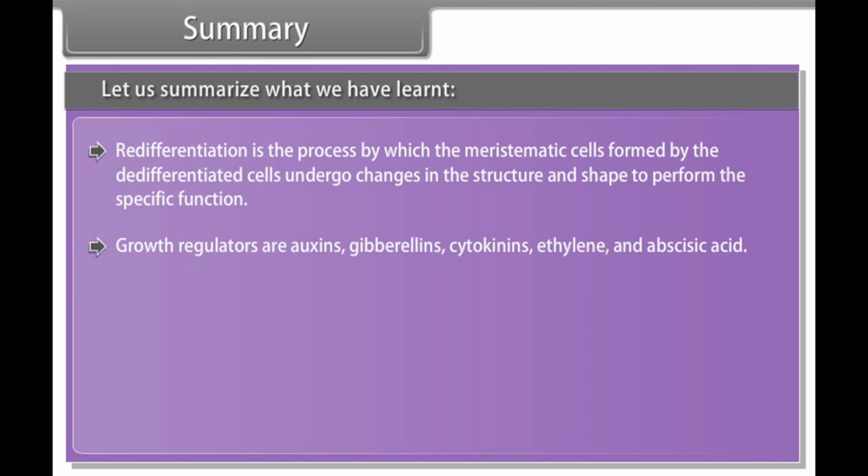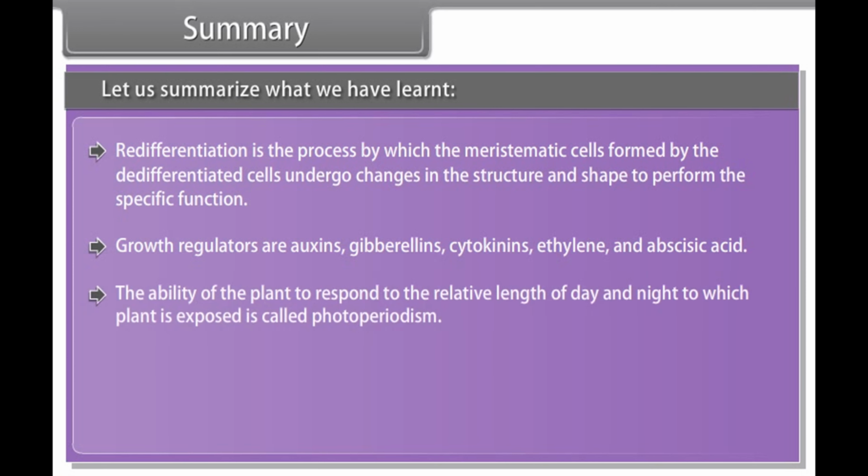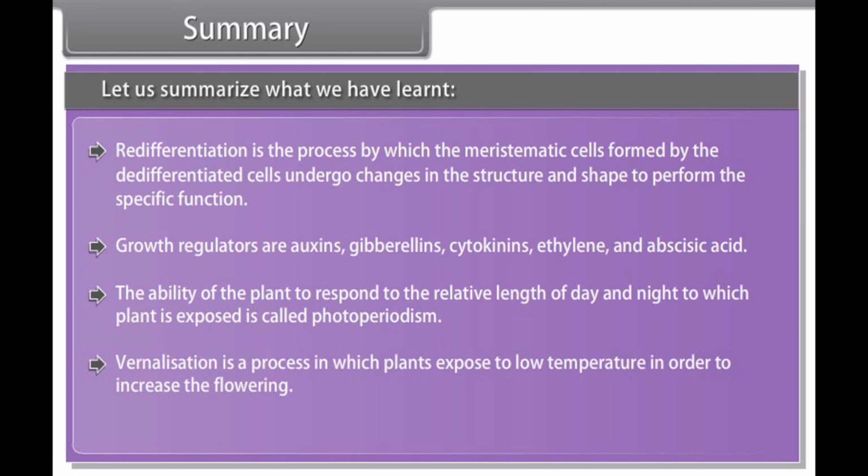Growth regulators are auxins, gibberellins, cytokinins, ethylene, and abscisic acid. The ability of the plant to respond to the relative length of day and night to which the plant is exposed is called photoperiodism. Vernalization is a process in which plants are exposed to low temperature in order to increase flowering.